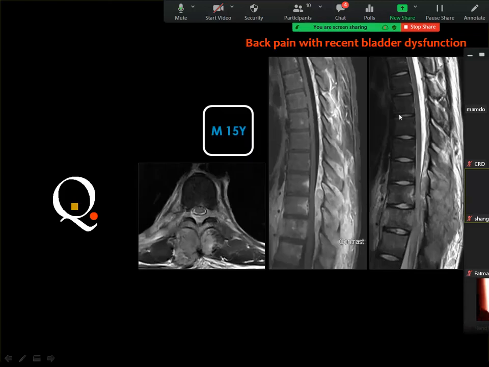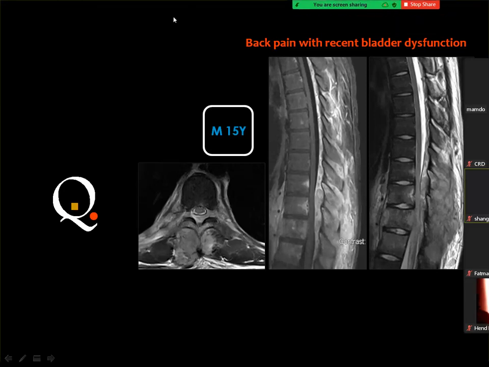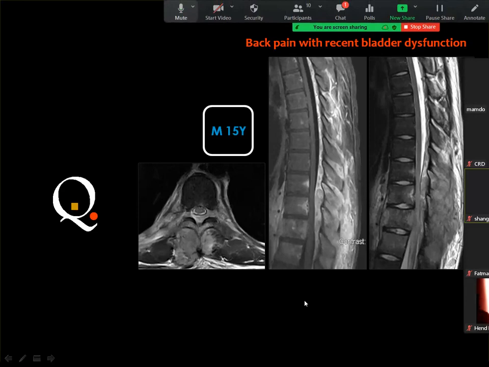The next case is a 15 years old male patient with back pain and recent bladder dysfunction. The images include the sagittal T1 post contrast and the sagittal T2 and axial T2.